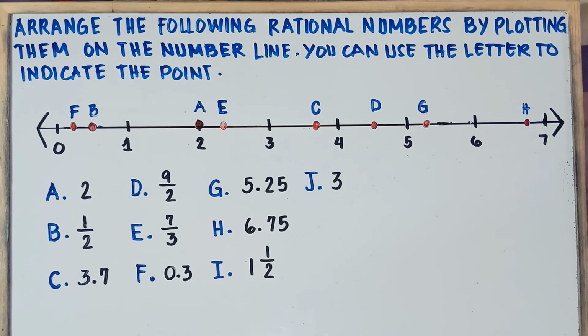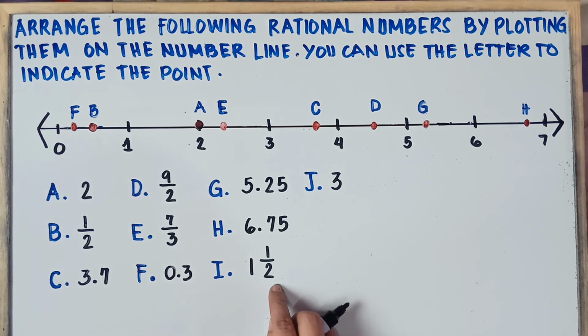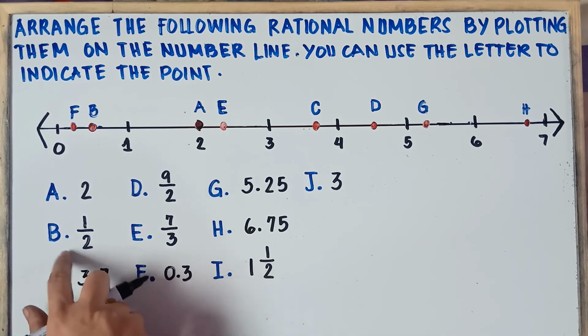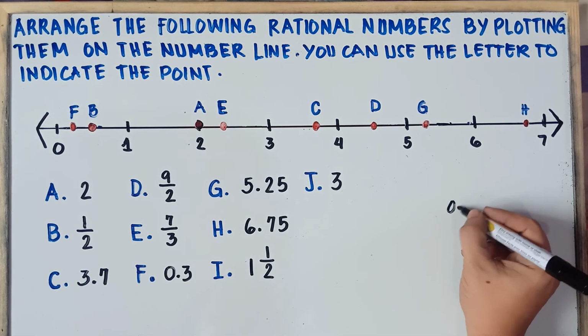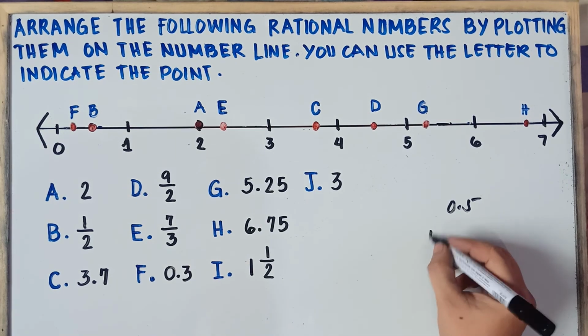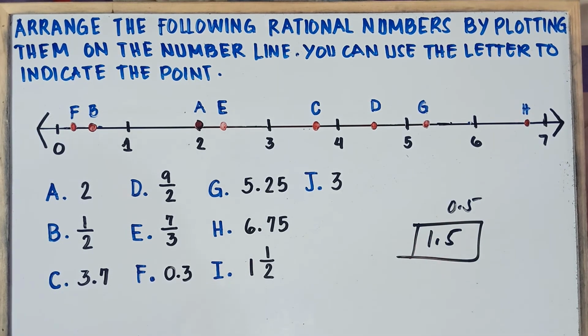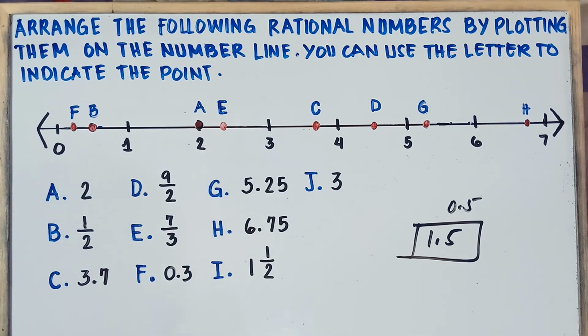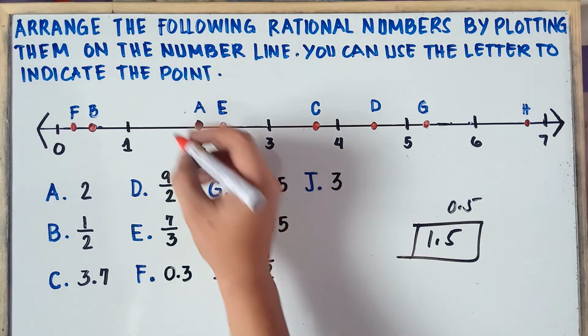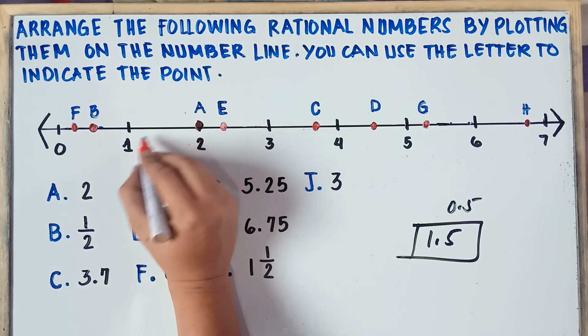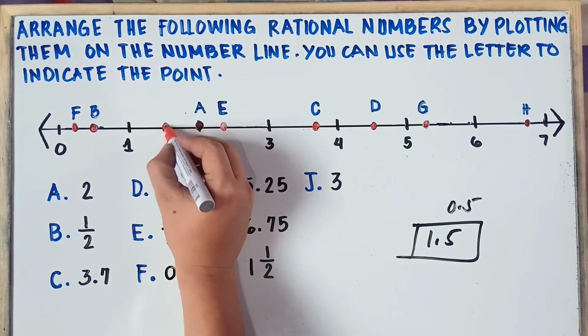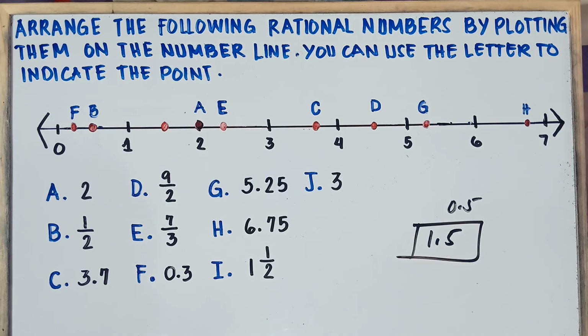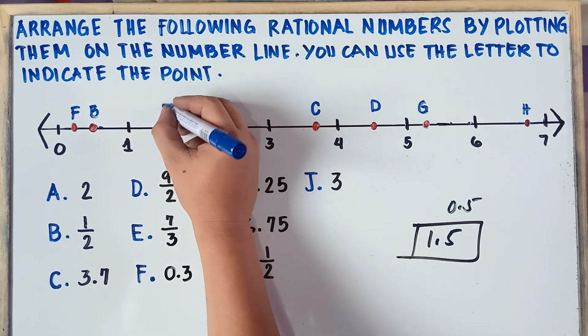Alright, so next will be 1 and 1/2. Where's that, class? Of course, we know that 1/2, we answered this one a while ago, class, for letter B, is equal to 0.5. Therefore, 1 and 1/2, that would be 1.5. Where's that, class? That's correct, in between 1 and 2. So this will be 1 and 1/2. And this will be our point. This one right here, class. And this will be letter I.